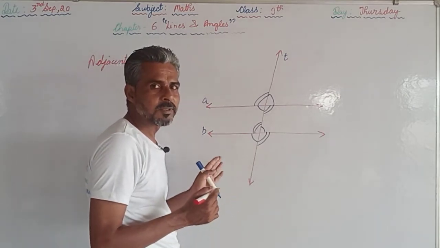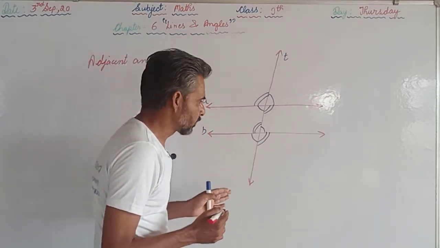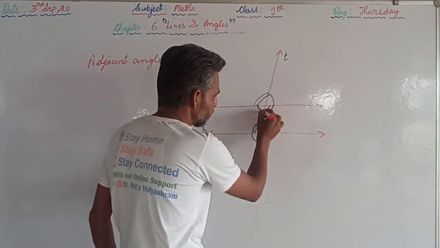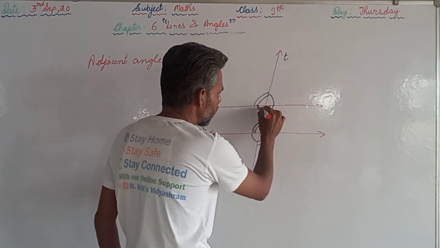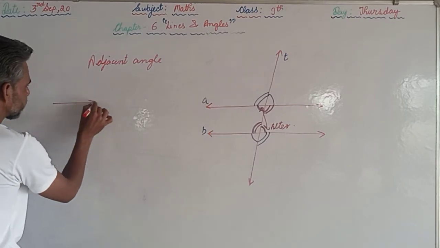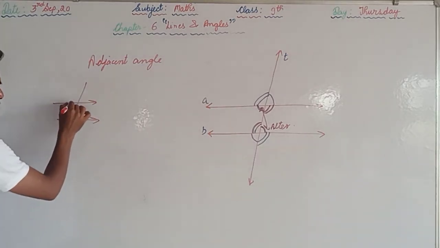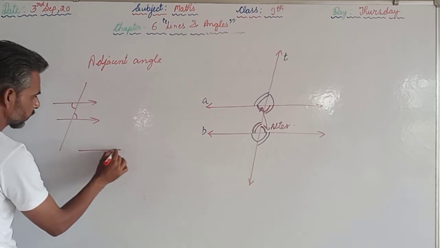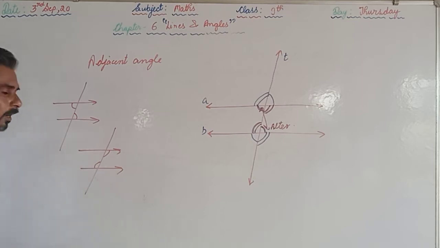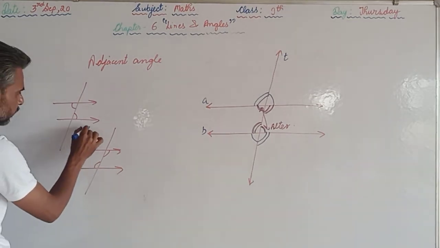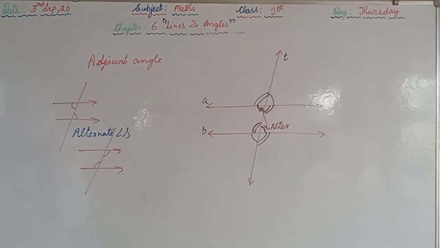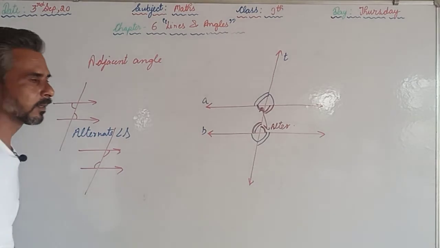Interior angles on the opposite side of the transversal, means this and this, or this and this. These two are alternate angles, means I can do like this and this, alternate angles. This and this are alternate angles, and alternate angles are equal. These are alternate interior angles.